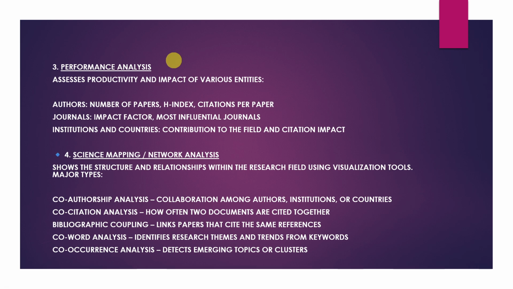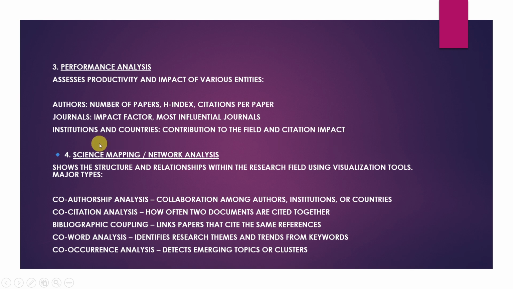Next, you have performance analysis. In performance analysis, you assess the productivity and the impact of various entities. For example, particular authors, the number of papers the author published, their H index, and the citations per paper. Then you have journals, the impact factor of journals, the most influential journals of a particular area. Then you have institutions and countries, their contribution to the field and their citation impact globally.